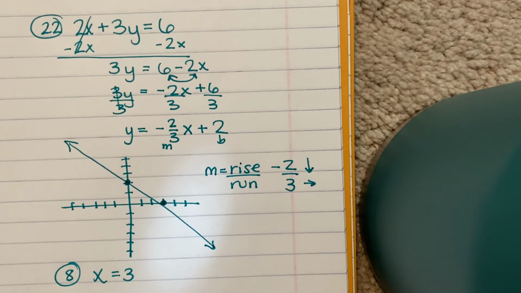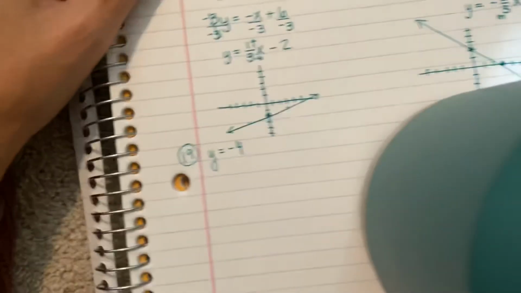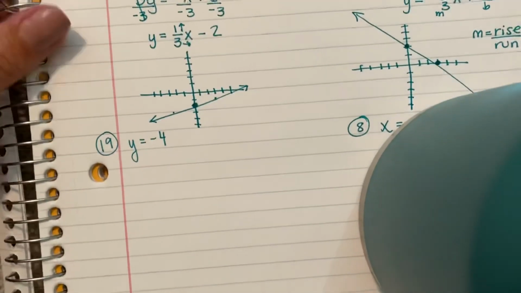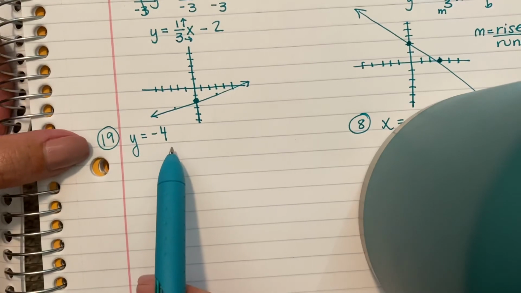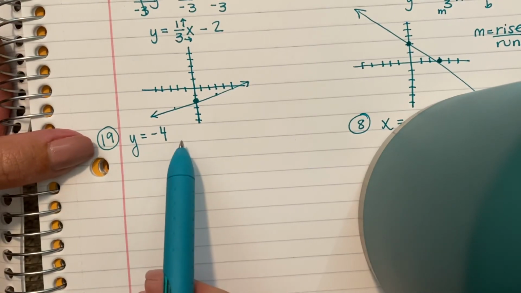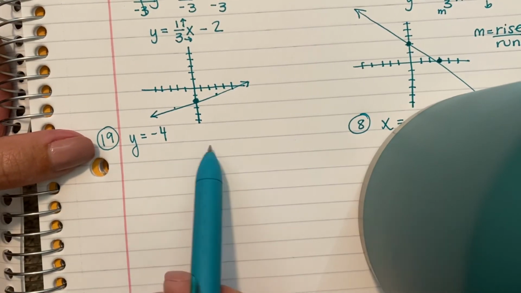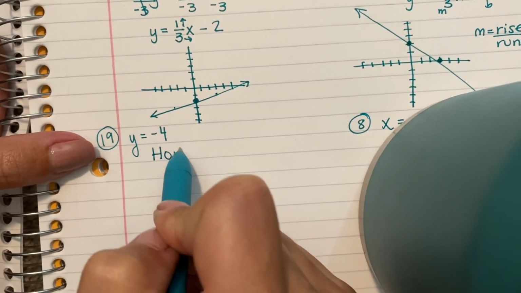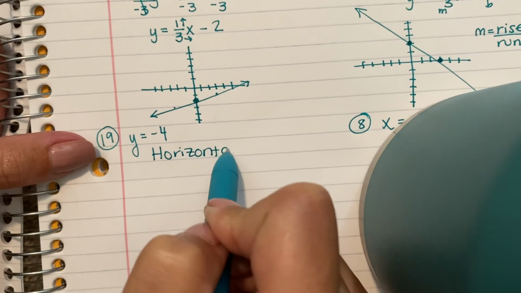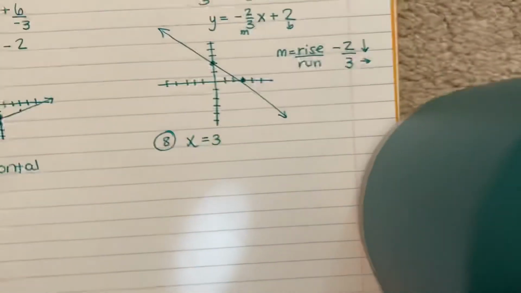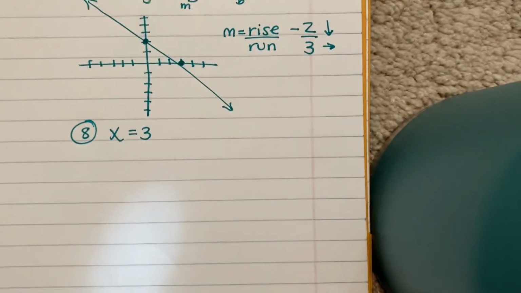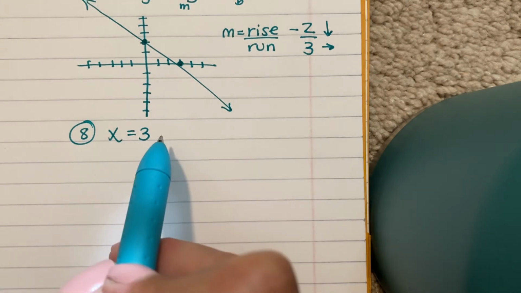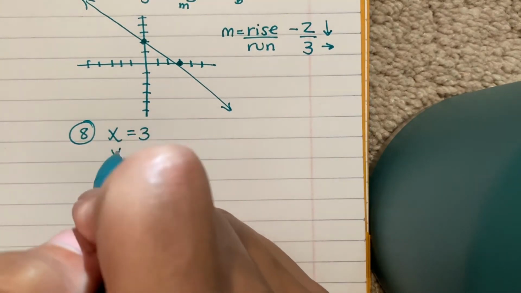Okay, now we're going to do our weirdos. We have 19 and 8 that we're going to do. 19 is y equals negative 4. There is no x value. The slope of this is 0. This represents a horizontal line. Compared to number 8, which is x equals 3. This has no y. This represents a vertical line.